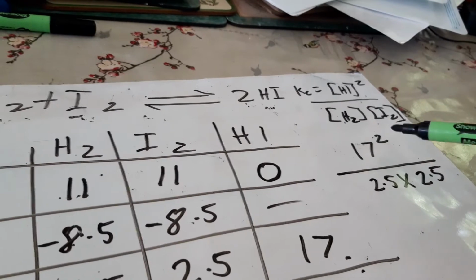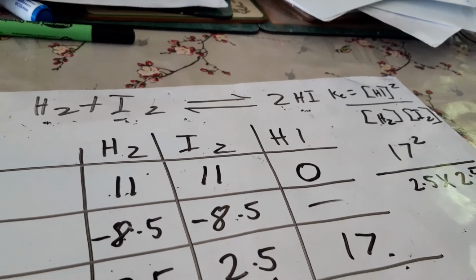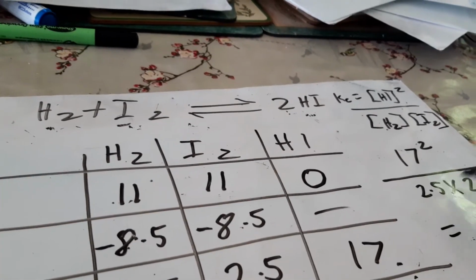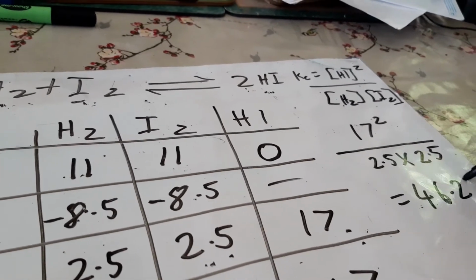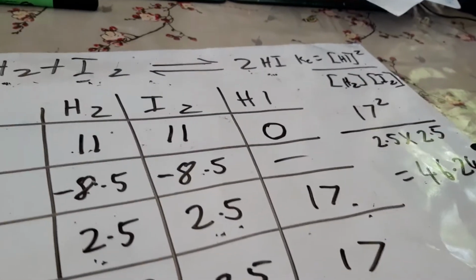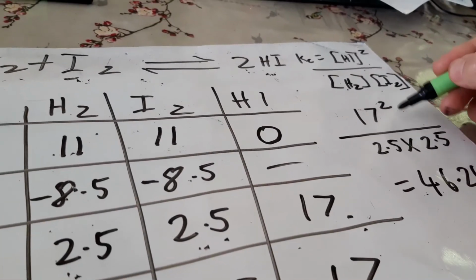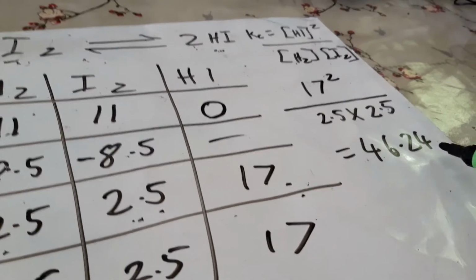So I'm going to use my calculator to work out what this is. And the answer I get, 17 squared divided by 2.5 multiplied by 2.5, is 46.24. And in the end, that's what I get. There's no units because this is moles per litre squared and this is moles per litre and this is moles per litre, so they cancel each other out. So my answer for Kc is 46.24.